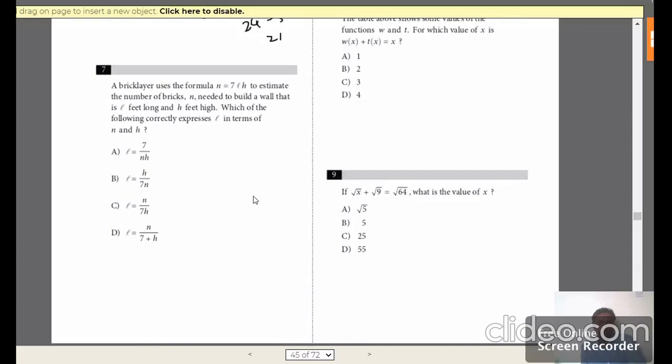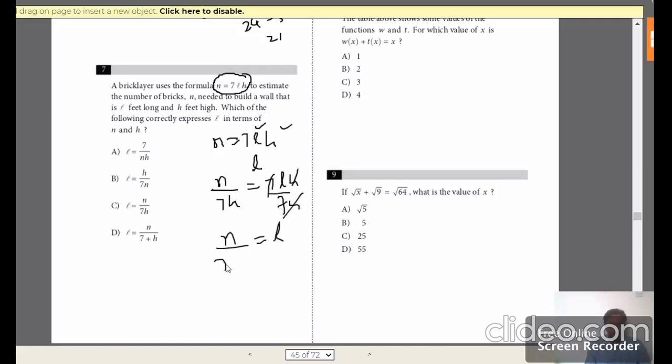Moving on to the next question, we have a bricklayer who uses the formula N equals 7LH, where N is the number of bricks needed to build a wall, L is the length and H is the height. We just need to express L correctly in terms of all this. So you just keep L and divide by 7H on both sides. What happens here is you get L in terms of N and H. Just check where is the option. L is equal to N by 7H. C is the option.